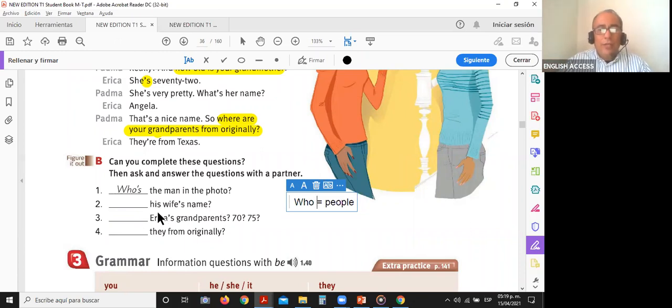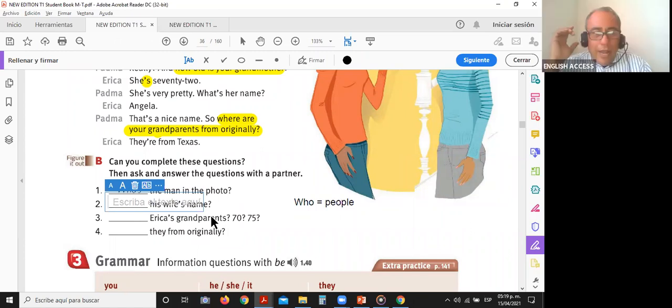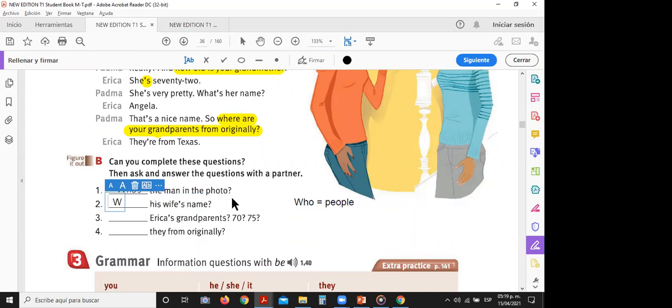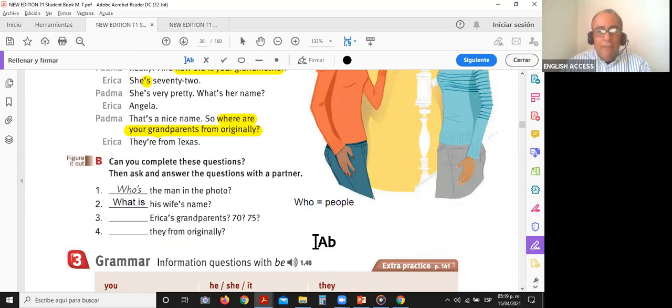With this one, his wife's name. Remember the questions for general information? What is the correct question here? Where? Who? How? Do you remember the first question we learned? Let me help you. What is his wife's name? She's asking for information about the name.